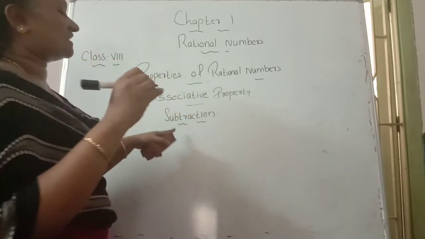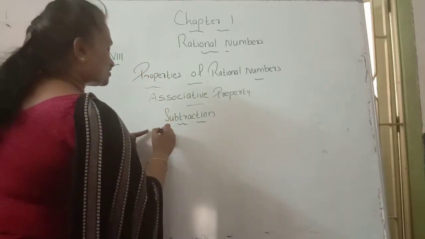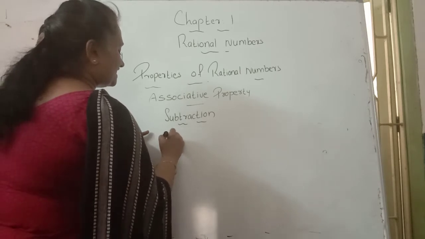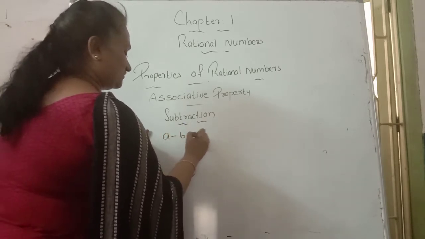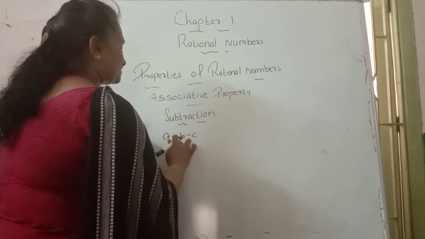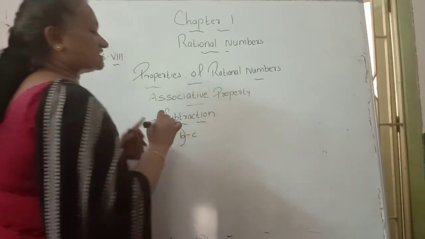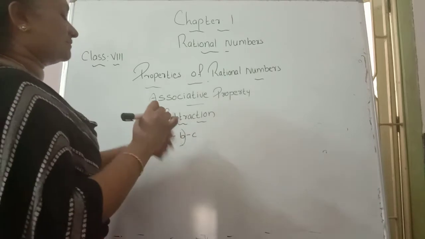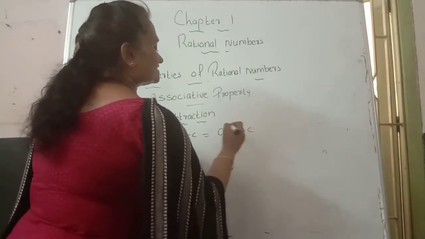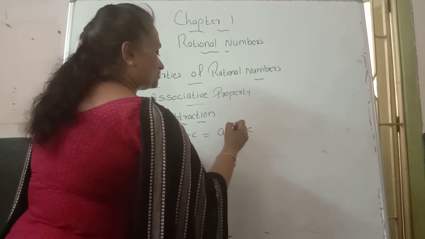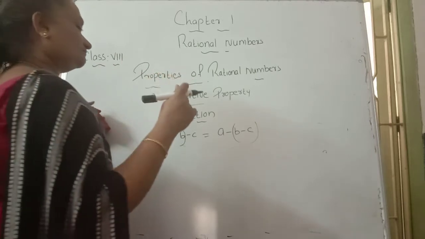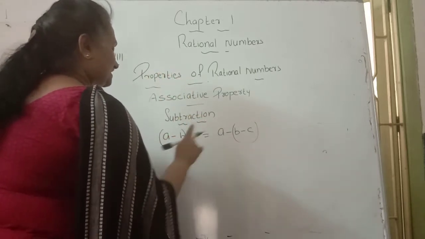Here in the subtraction case, we also consider three numbers. The general form is a minus b minus c. Is it possible or not? Once we check it, a value and b value first we subtract, and that answer is subtracted with the c value. Then in a minus (b minus c), the b value and c value you subtract, and that answer is subtracted from the a value. Then is it right or wrong?